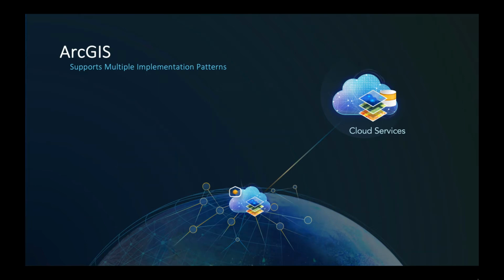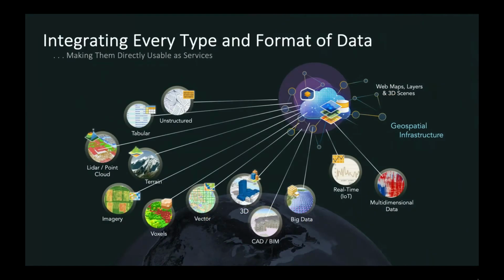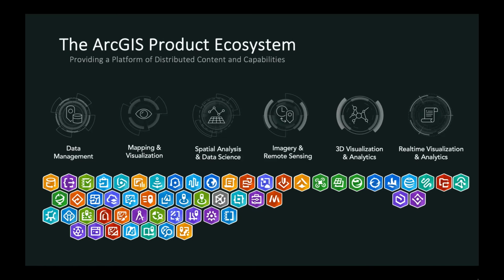Today, we'll take a bit of a closer look at the cloud services pattern. Users are integrating every data type and format, whether that be tabular data, unstructured data, real-time data, vector data, raster data, imagery data, and they're making them available as ready-to-use services in the form of web maps and layers and 3D data. This is bringing together the world's information as geospatial infrastructure. And to help deal with all of this data, we have a wealth of products as part of the ArcGIS product ecosystem.